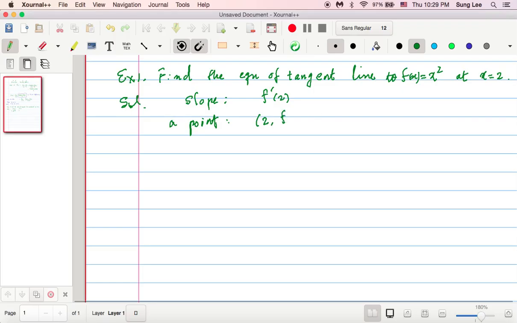Okay, and the y coordinate is going to be f of 2. So that gives us 2 comma, what does f of 2 equal? 2 squared, 4. So we have one point. So really it comes down to finding this derivative, which is the slope of this tangent line.